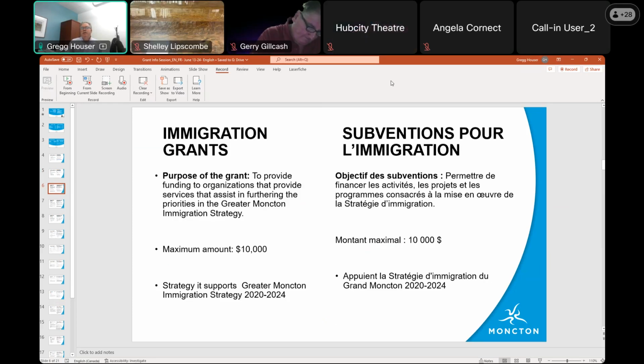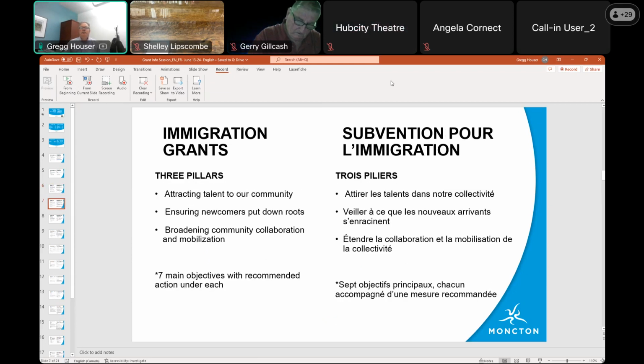Next are immigration grants. The purpose is to provide funding to organizations that provide services that further the priorities of the Greater Moncton immigration strategy. These are annual grants that support the policy and the strategy. There are three pillars: attracting talent to the community, ensuring newcomers put down roots, and broadening community collaboration. Within that strategy, there are seven main objectives that one would look for to support.